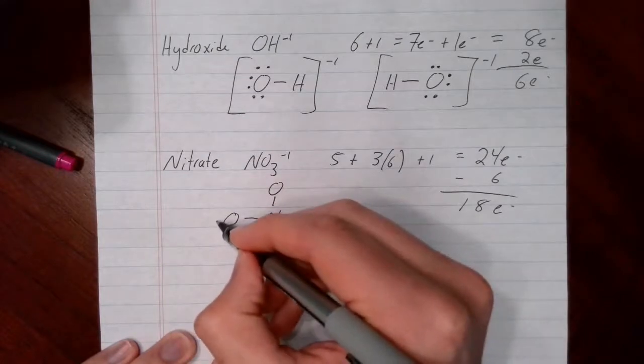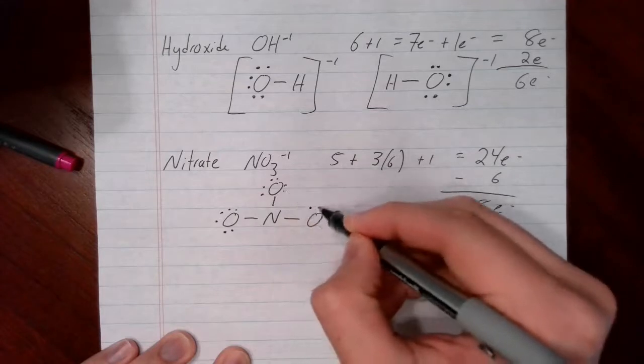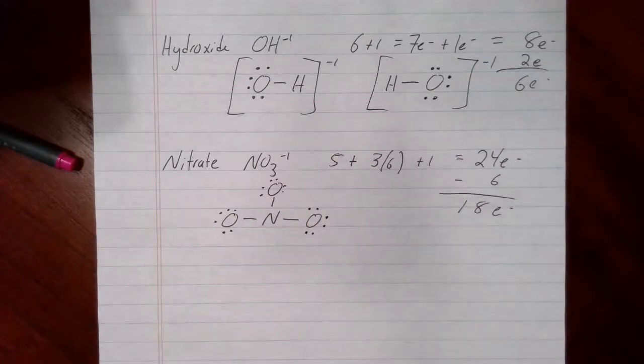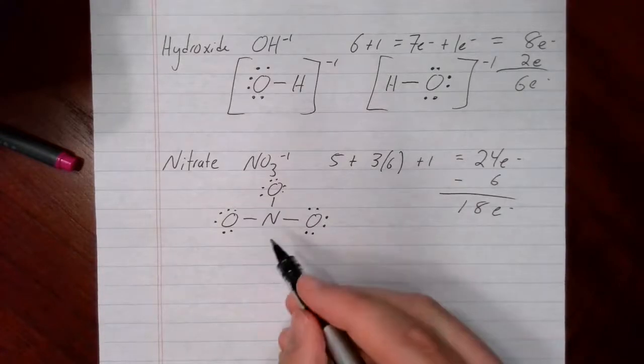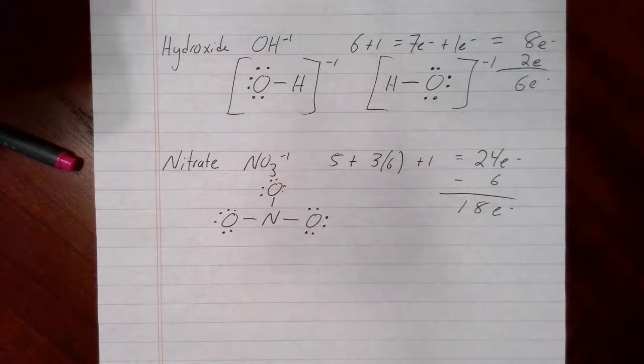So 1, 2, 3, 4, 5, 6. 1, 2, 3, 4, 5, 6. 1, 2, 3, 4, 5, 6. Okay, so that looks good. All the oxygens are satisfied. But nitrogen here only has 2, 4, 6 electrons, so that's not good.